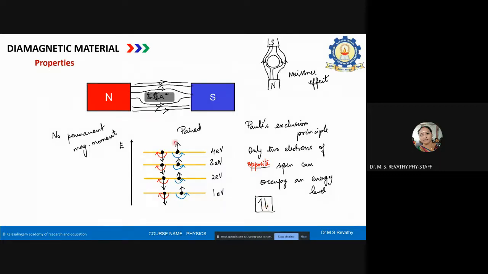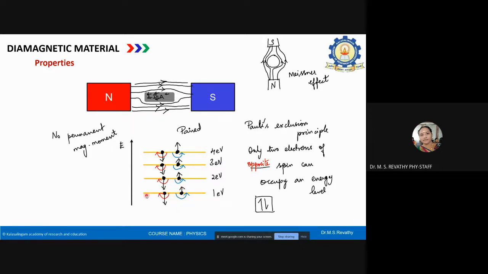Okay. So I have just drawn some energy levels, in increasing order of energy, starting from 1 electron volt, 2 electron volt, 3 electron volt, and 4 electron volt. In order to show the orbital magnetic moment and spin magnetic moment, I have used two different colors. The orbital magnetic moment is pointing in the opposite direction, and the spin magnetic moment is also pointing in the opposite direction.